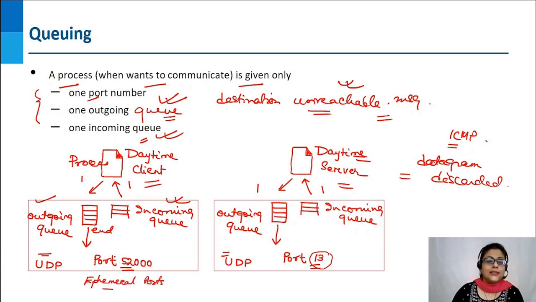Now for the client side, the ports that are used will be the ephemeral ports, and at the server side, the ports that are used will be the well-known ports. The different types of ports like well-known ports, registered ports, and ephemeral ports have been discussed in a separate video.